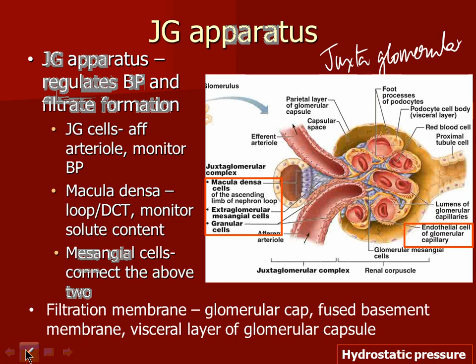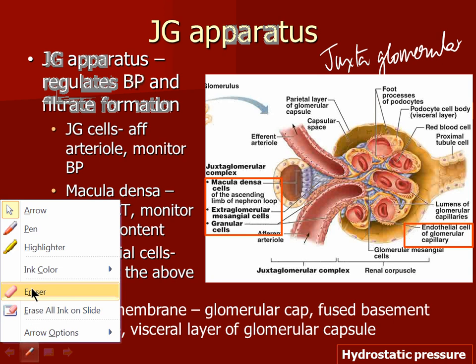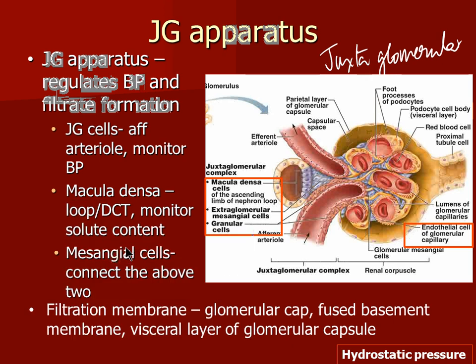So you remember the visceral layer of the Bowman's capsule was surrounding the glomerulus. This is the parietal layer, as you can see, parietal layer of the glomerular capsule. And when it turns around and completely covers the glomerulus, this was the part where I said your glove was fitting the baseball. This is the visceral layer. And the visceral layer actually has special cells which are known as podocytes. So you can see here, and they form the visceral layer.